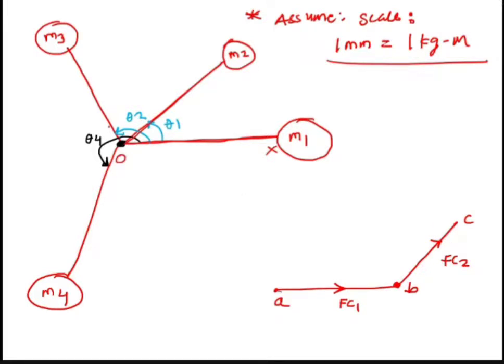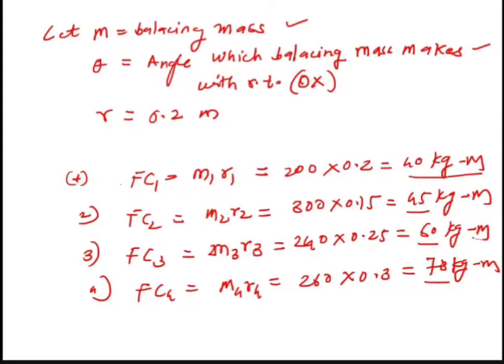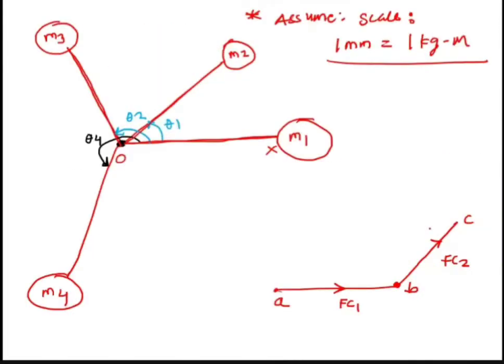Next you have to draw a line parallel to this OM3. Parallel to this OM3 means this line. And what is the length here? Length is 60 kg meter, means 60 mm, means 6 centimeter. So I will draw this parallel like this. So I am getting somewhere like this. So this vector CD represents Fc3 equal to 6 centimeter. I hope you understand this.